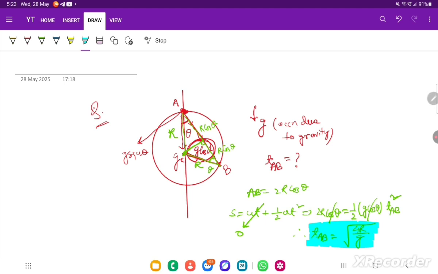What's the conclusion from here? That if you take any chord that is passing through A, and you drop a particle with initial velocity 0 from A, it will take the same amount of time to reach another point which is on the circumference of the circle, and this is only dependent on the radius of the circle. So if you fix the radius, you will get the time as a fixed one, right? So that's the conclusion, and that's the idea which we'll use in next problems.